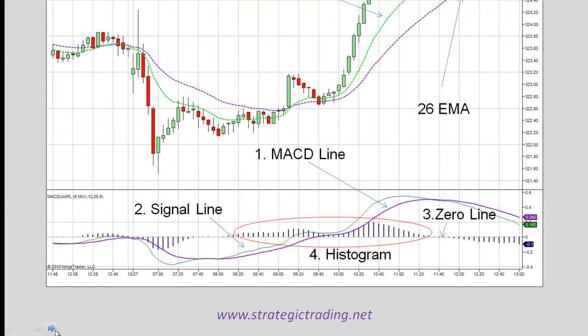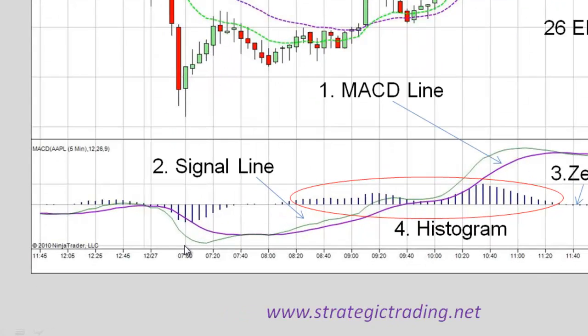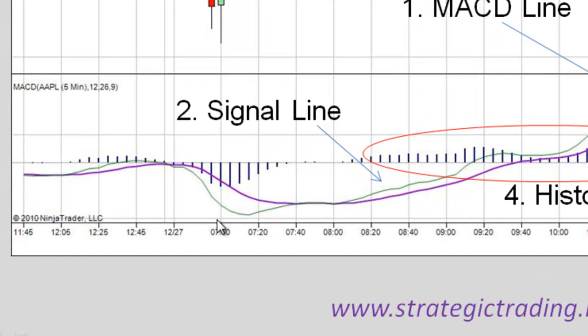Last but not least, the fourth part of the MACD is the histogram. And the histogram basically is nothing more than the difference that you see between the green line and the purple line, or the signal line and the MACD line. As the gap between those two lines increases, you will see that the histogram bars will also increase. As the gap diminishes or begins to decrease between these two lines, so will the histogram lines.